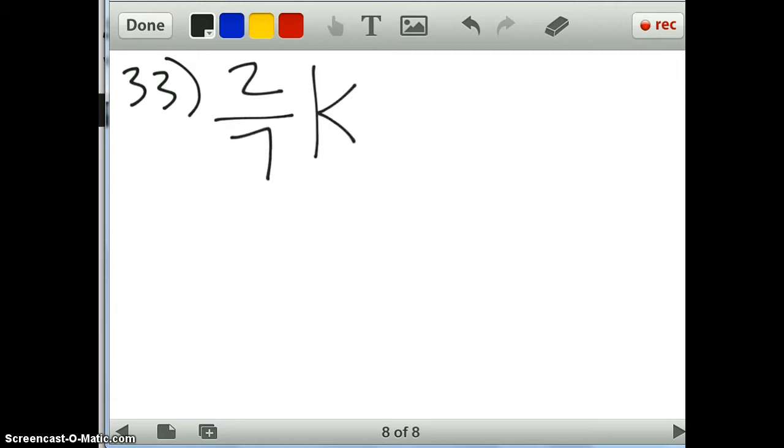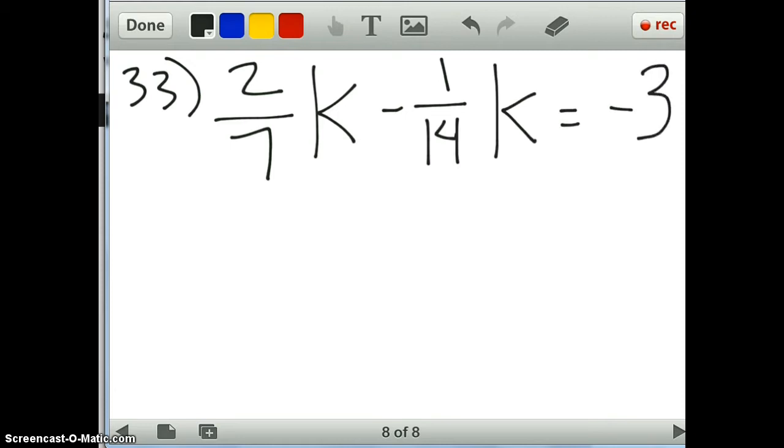2/7 k minus 1/14 k equals negative 3. Again, there's a bunch of different ways that we could do this, but I'm looking at the bottom thinking, I don't like it, so I'm going to get rid of those fractions. What goes into both 7 and 14? You got it. So I'm going to multiply everything by 14. So 14 times 2/7. 14 times 2 divided by 7 gives me 4.